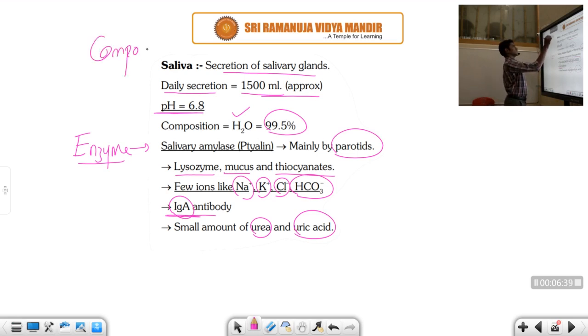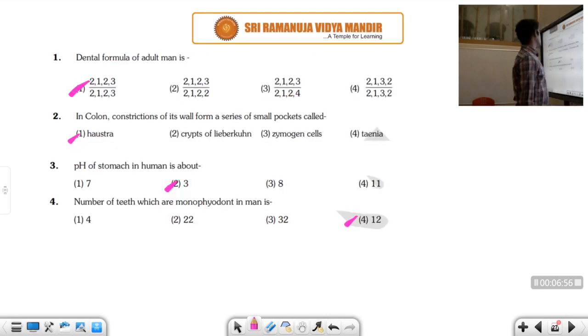Definitely they will ask students about the pH, the water, the enzymes involved, the ions and the antibody. These are very important points. I hope you understand these points. Let us discuss the remaining part.